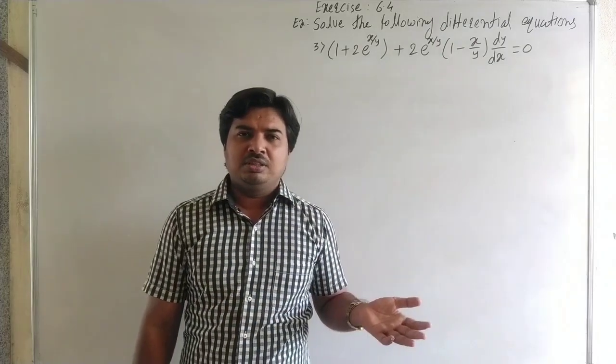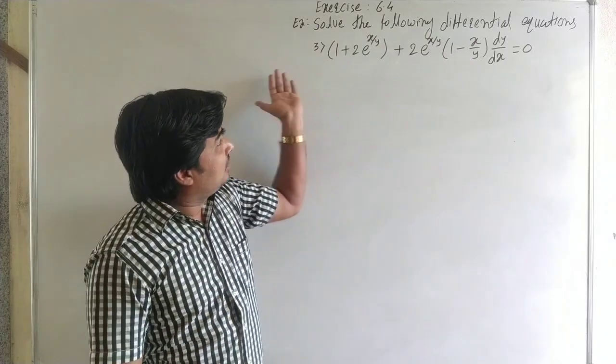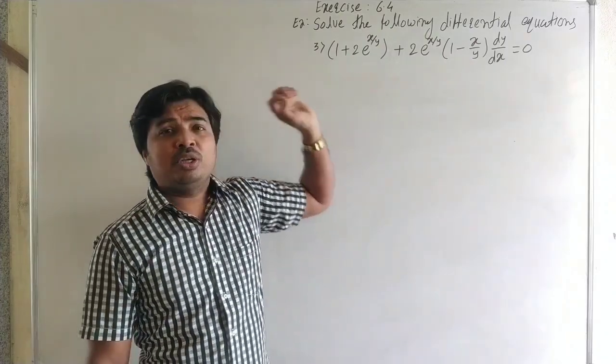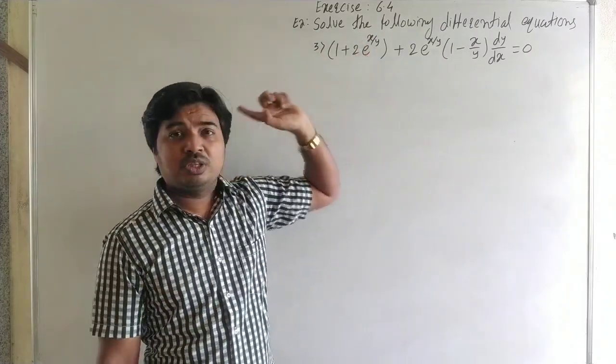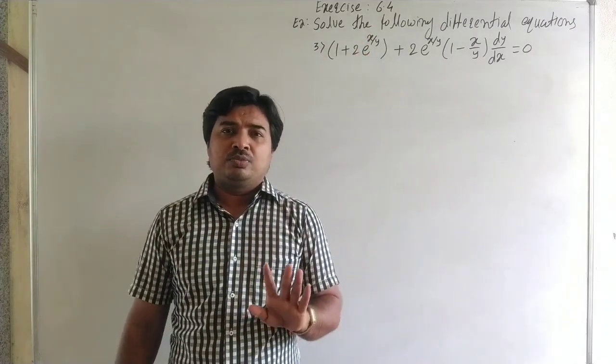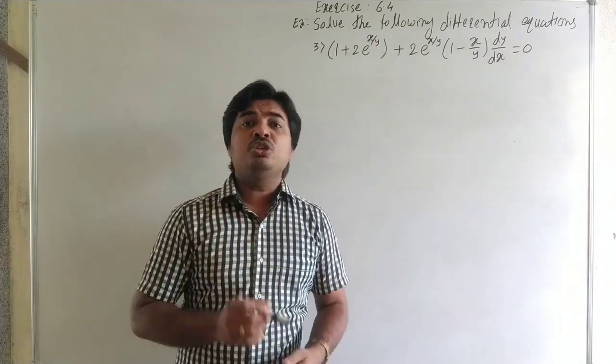And the third method is our homogeneous differential equation. Here, this example we can solve also by reducing to the separable equation by putting x by y equal to u or v. In the last lecture we saw the homogeneous differential equation.